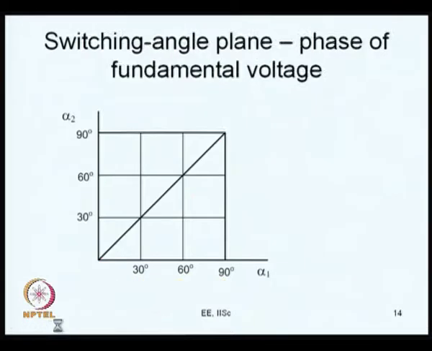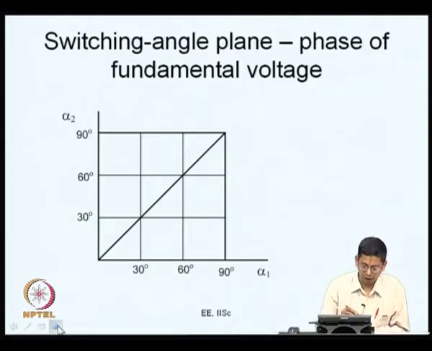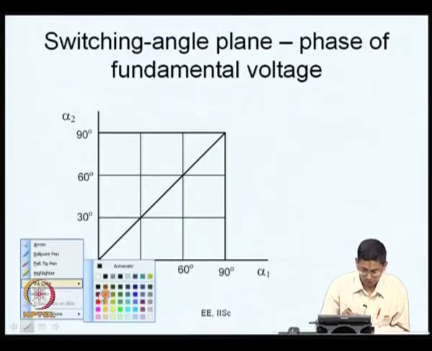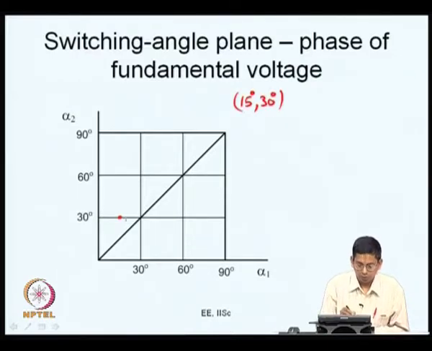So, let us move on to see the phase of the fundamental voltage. That is what we are trying to see here. We will again consider some examples now. First, let me consider one example that is here. Okay. So, let me consider alpha 1 is equal to 15 degrees and alpha 2 is equal to 30 degrees. This is the point I have considered now. So, let me put a circle around that so that it is clear.